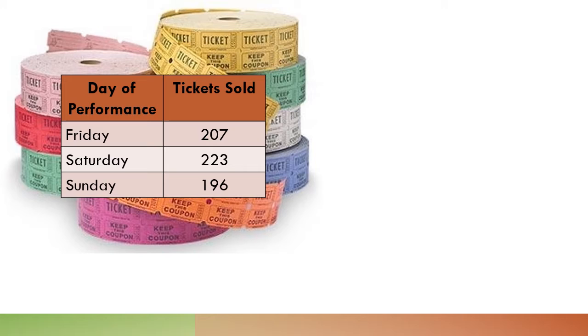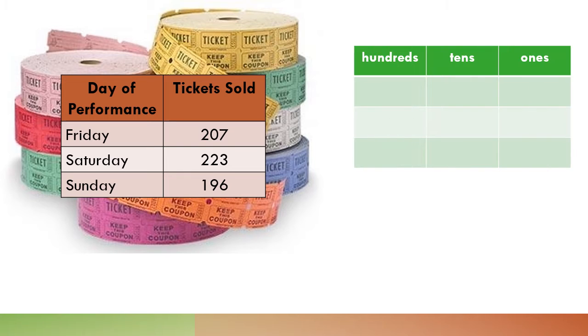So we can compare and order these numbers to find which is the greatest number. To do that, we can use a place value chart just like we did when we compared numbers. We can place 207 into our chart, as well as 223 and 196. Now, just like we did when we compared, we're going to start with the greatest place. In this case, it's the hundreds. So we're going to look at the digits that make up the hundreds. We have 2, and we have 1.